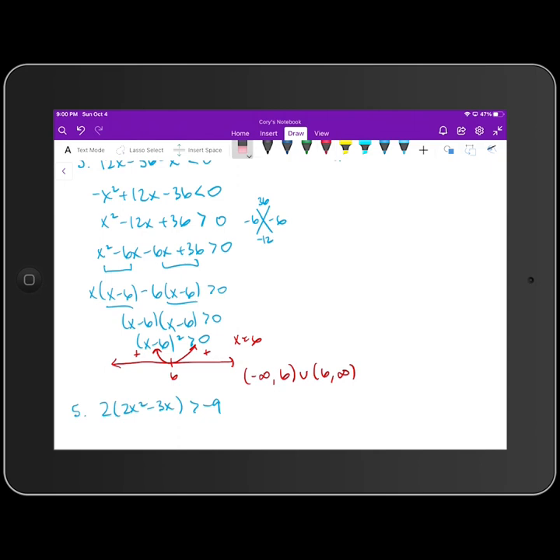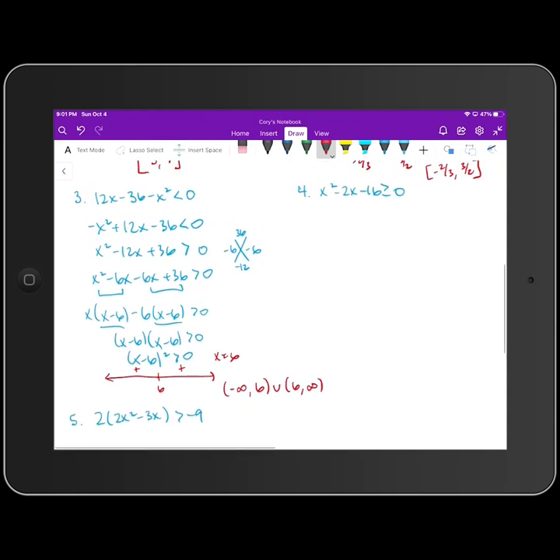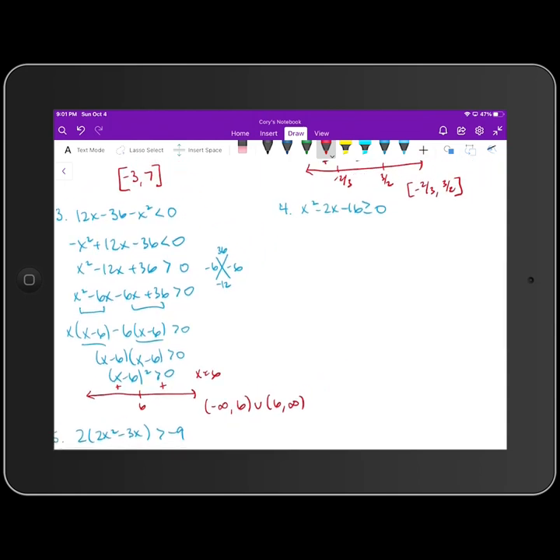Now, we can also numerically test the intervals. If I pick a value smaller than 6, let's say I pick 0, negative 6 squared is going to be positive. So that first interval is going to be positive. If I pick a value bigger than 6, let's say I pick 7, 7 minus 6 is positive. When I square a positive number, that product is going to be positive as well. Okay, so that right there would be your solution in interval notation. So that graph is going to lie above the x-axis everywhere except at the vertex at x is equal to 6.